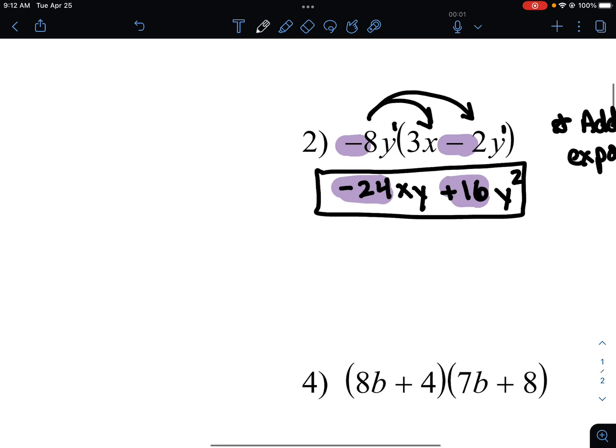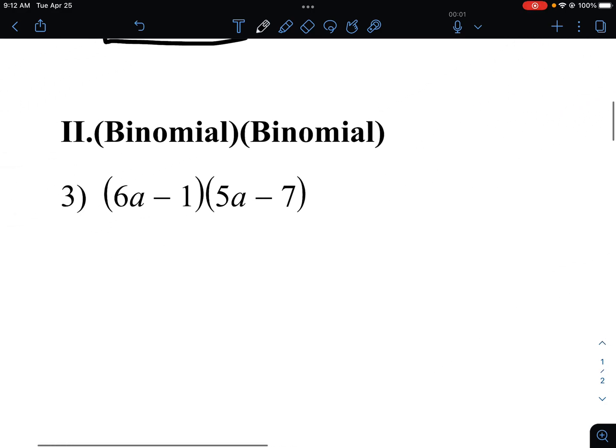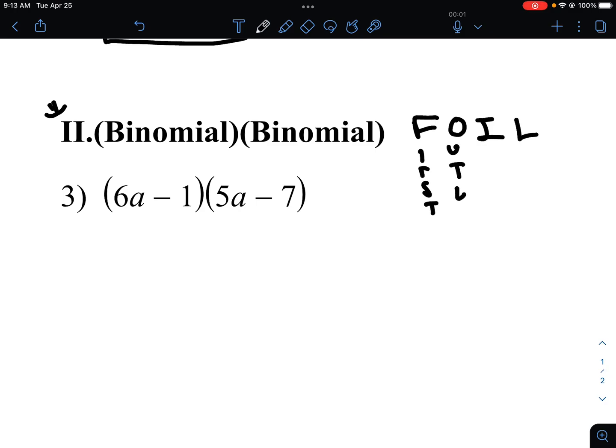Where the fun begins is with a binomial times a binomial. There's a few ways to do these, and one of the best ways is known as the FOIL. You're going to hear me reference that a lot. Not aluminum foil, but it stands for firsts, outers, inner, and lasts. So the process goes like this here.